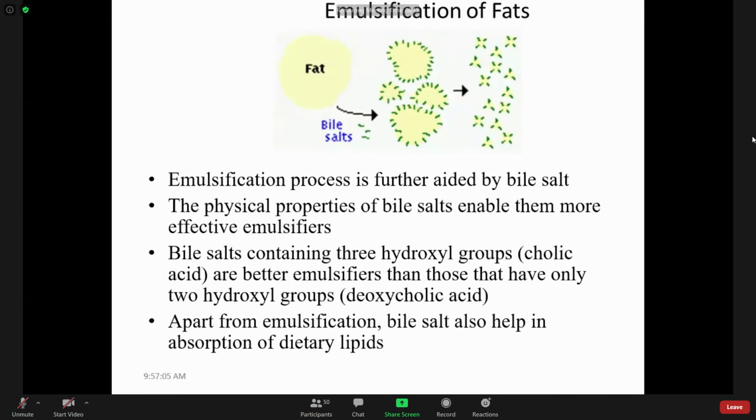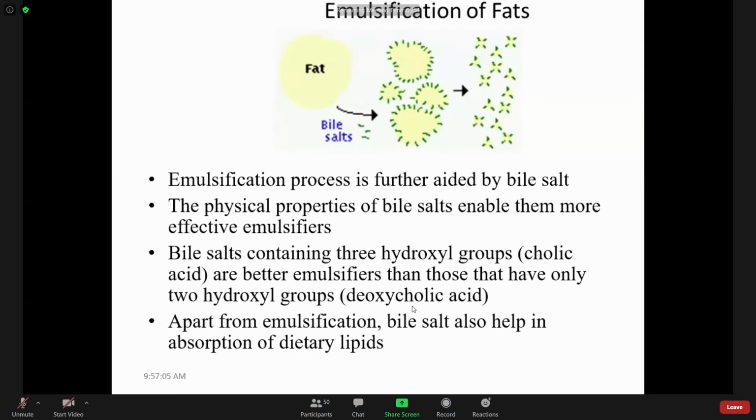Bile salts containing 3 hydroxyl groups, for example cholic acid, are better emulsifiers than those that contain only 2 hydroxyl groups, like deoxycholic acid. Those containing more hydroxyl groups are more hydrophilic in nature, and they are good emulsifiers for fat.